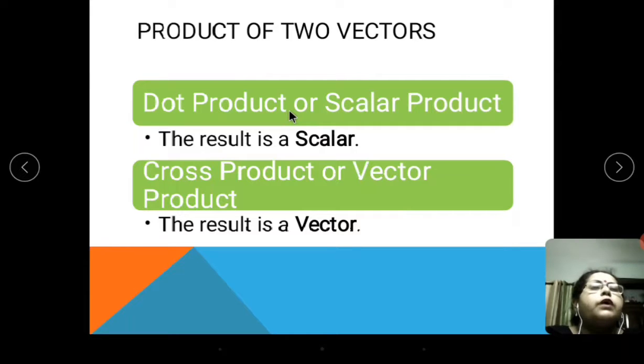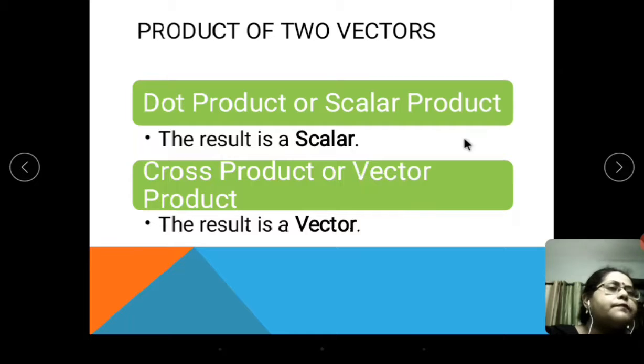Now the dot product is the product of two vectors where the resultant is a scalar quantity, so it's also called the scalar product. Whereas the cross product is the product where the resultant is a vector quantity, and hence we also call it the vector product. We will see them one by one, and we will start today's lecture with the dot product or scalar product.